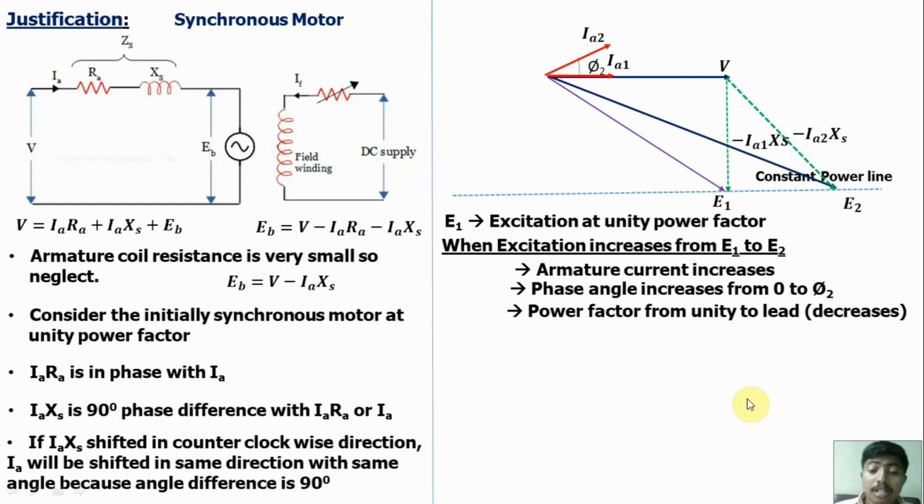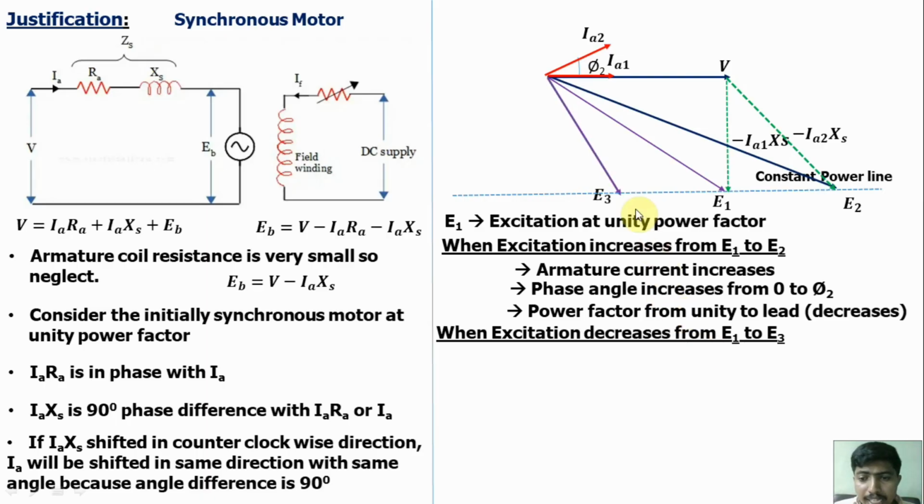Then if excitation decreases from E1 to E3, what will happen? It decreases. The length of E3 is less than E1. It means the excitation decreases. Now the drop Ia3Xs will be like this, because E is equal to V minus IaXs. Compare this length and this length. Here Ia3 is greater than Ia1. It means that the armature current increases.